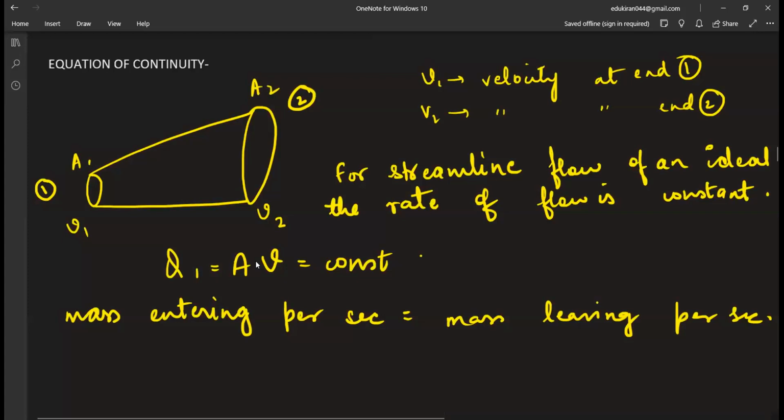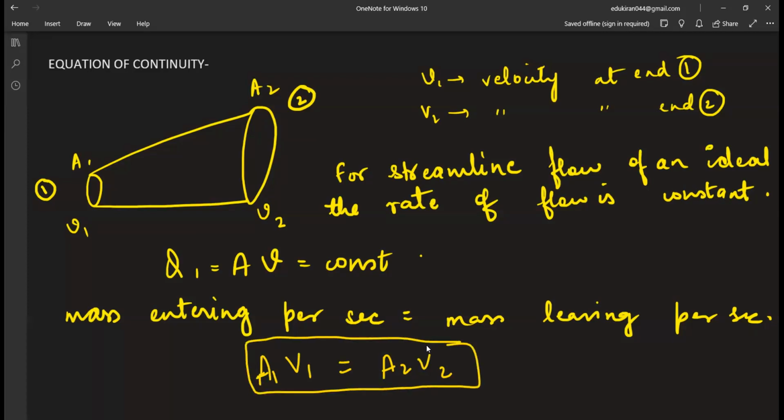So Q is equal to A into V. Basically, your rate of flow is constant, A into V, because whatever mass is entering is equal to mass leaving. So you can say A1 V1 is equal to A2 V2. That's it. This equation will be helpful in many cases. In Bernoulli's theorem, we'll see in the next class also, this equation will be used. Though I have told you also, equation of continuity separately can also come. That's why write it separately.